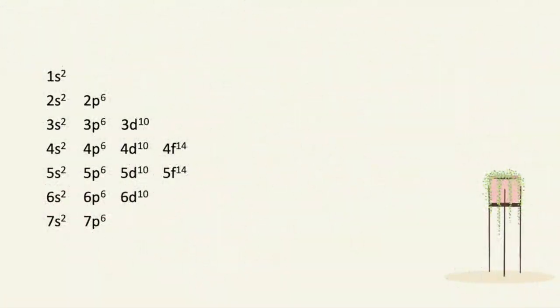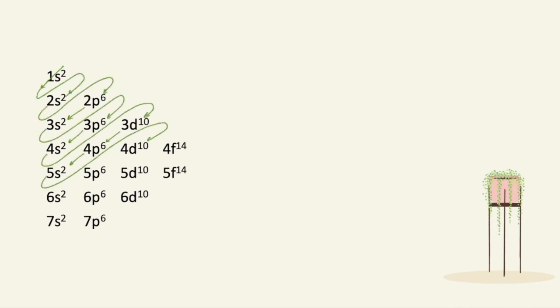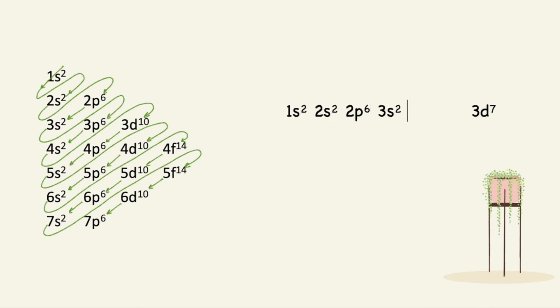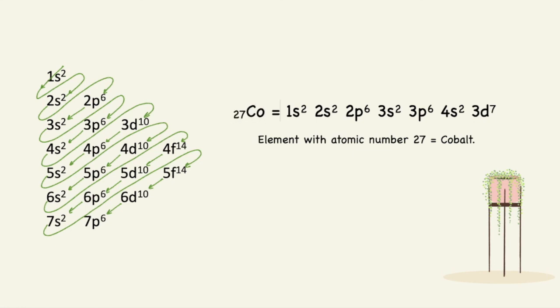From 3d7 we should make the configuration from 1s2 until 3d7. How many electrons is it? We fill from 1s into 3d7, and we count 27 electrons. The element with atomic number 27 is cobalt, so this is the configuration of cobalt.